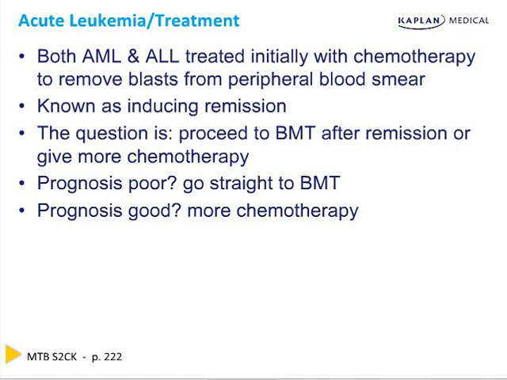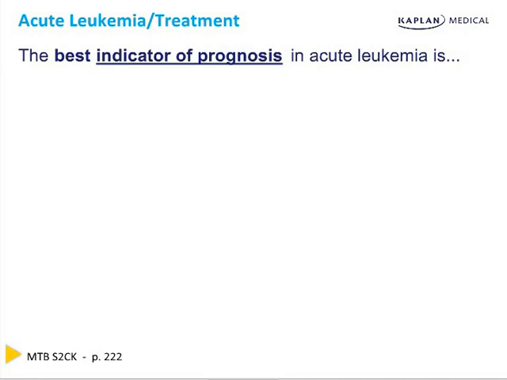Now, you might say, why not just wait for it to relapse? Well, there's a very good reason for that. Relapsing acute leukemia is extremely difficult to control. It's very hard to beat it back under control. So that's why once you get it into remission, you've got to decide. And how do you decide? The answer is cytogenetics. That's why the answer to the question, which of the following is the best indicator of prognosis in acute leukemia, is cytogenetics.